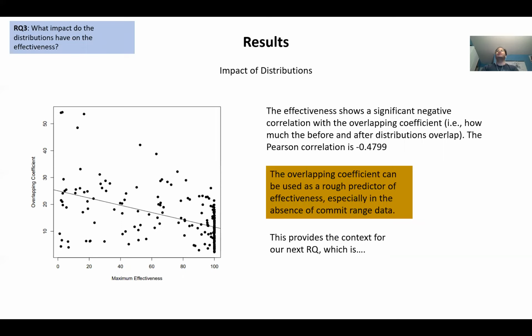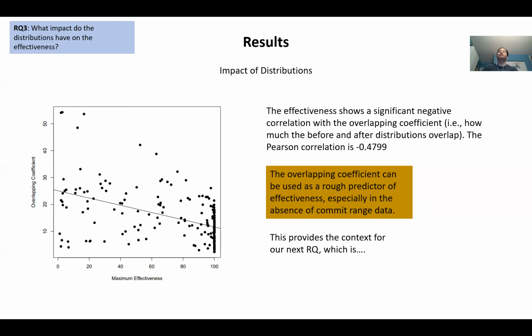So what I basically did was I performed a correlation analysis on the overlapping coefficient and the effectiveness. In this case, what I found is that there's a fairly significant negative correlation between the effectiveness and the overlapping coefficient. The Pearson value is negative 0.4799. So this indicates that the overlapping coefficient can be used again as a rough predictor of effectiveness. This is one of the things that you can use, especially in cases where there's no commit range data provided to you by the user.